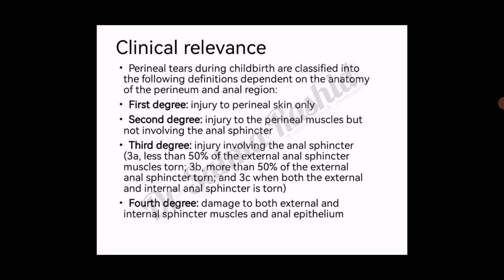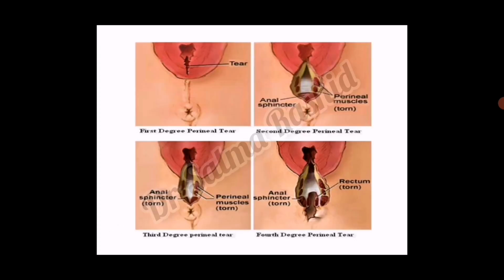Now, clinical relevance. This is obstetric anal sphincter injuries. Perineal tears during childbirth are classified into the following definitions depending upon the anatomy of the perineum and the anal region. In the first degree, injury to the perineal skin only. Here in the first degree, you can see only the perineal skin is torn.